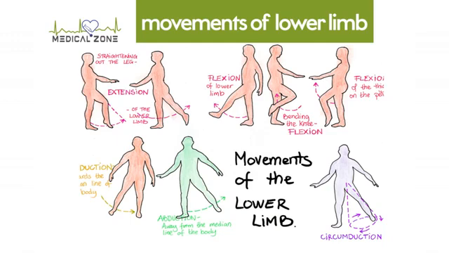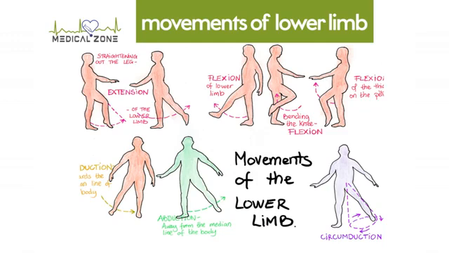Flexion of knee, when the back of the thigh and back of the leg come in opposition, is called flexion of knee. Opposite of flexion is extension. When the thigh and leg are in a straight line, it is called extension of knee.